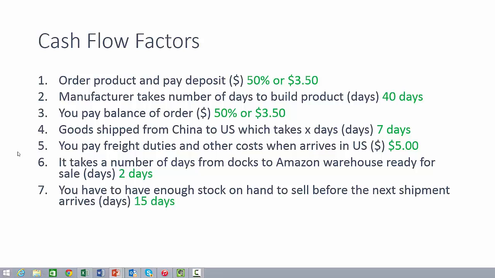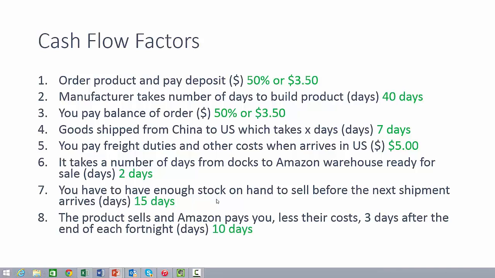And so, of course, in the model, you can change any of these assumptions. And then the product sells and Amazon pay you, less their costs, 3 days after the end of each fortnight, which is 10 days. So let's see how these assumptions fit into our cash flow model.